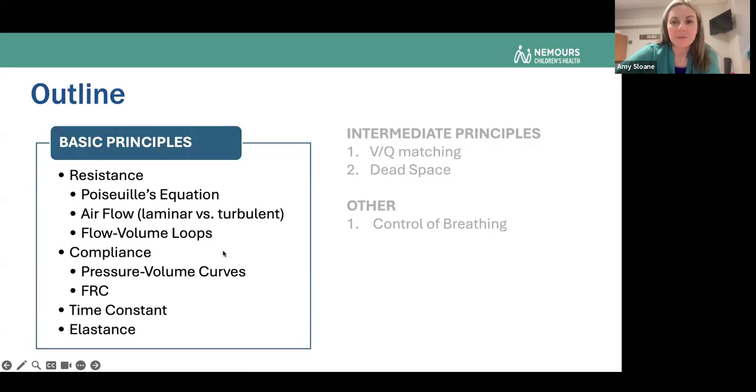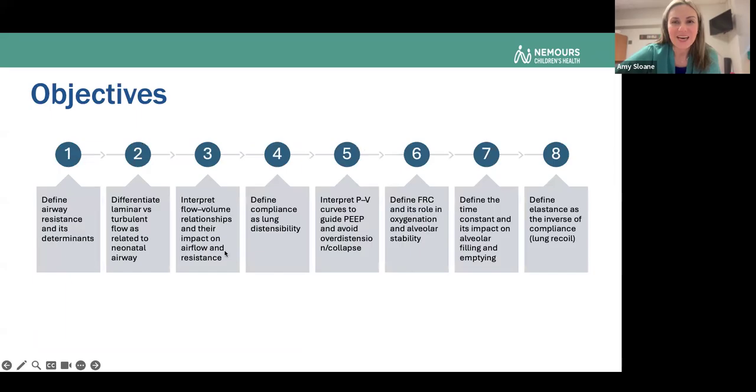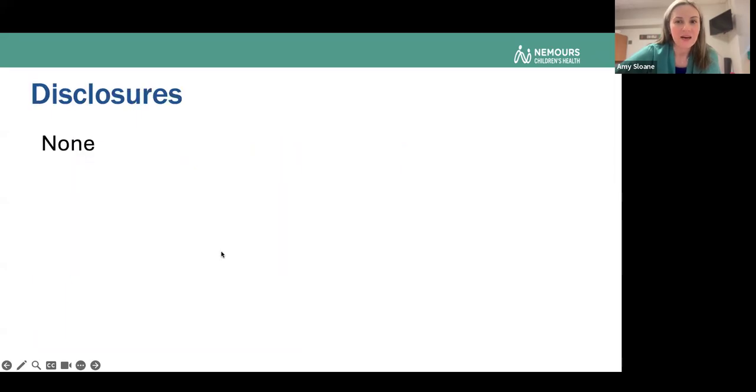So we're going to focus on the basic principles of respiratory mechanics, but for reference here, I included some of what I would call some intermediate principles that also deserve their own talk, but won't be able to get to today for the sake of time. Just putting them on there so we get the complete picture. These are our brief, maybe not so brief objectives. And I have no disclosures.